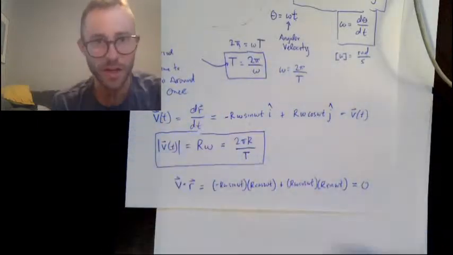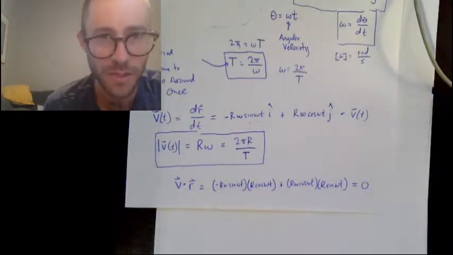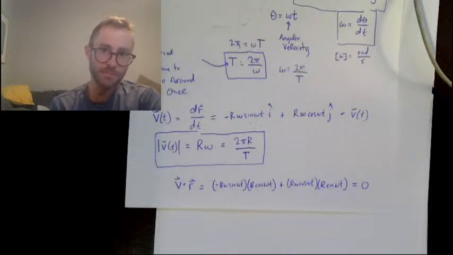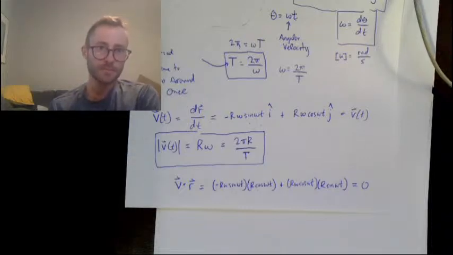Now, does anyone know? Type it into the chat if you know. What does it mean if two vectors have a dot product of 0? Type it into the chat if you know.